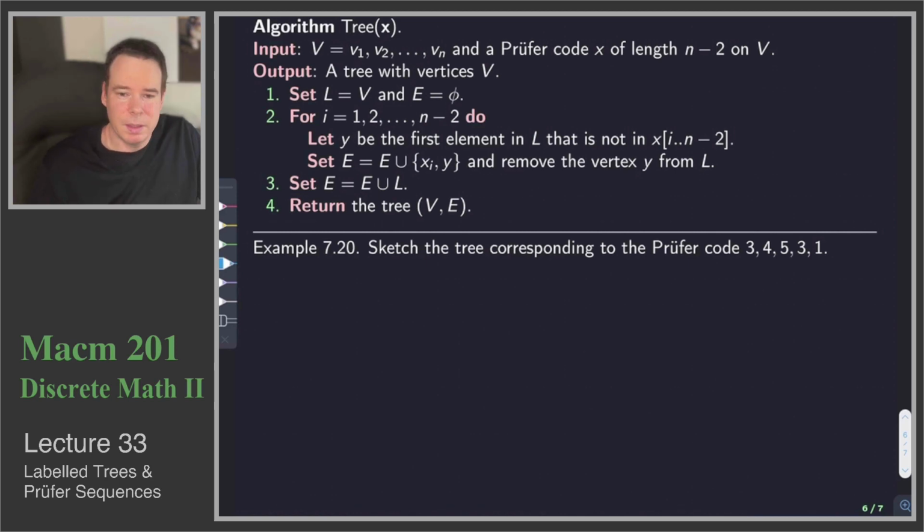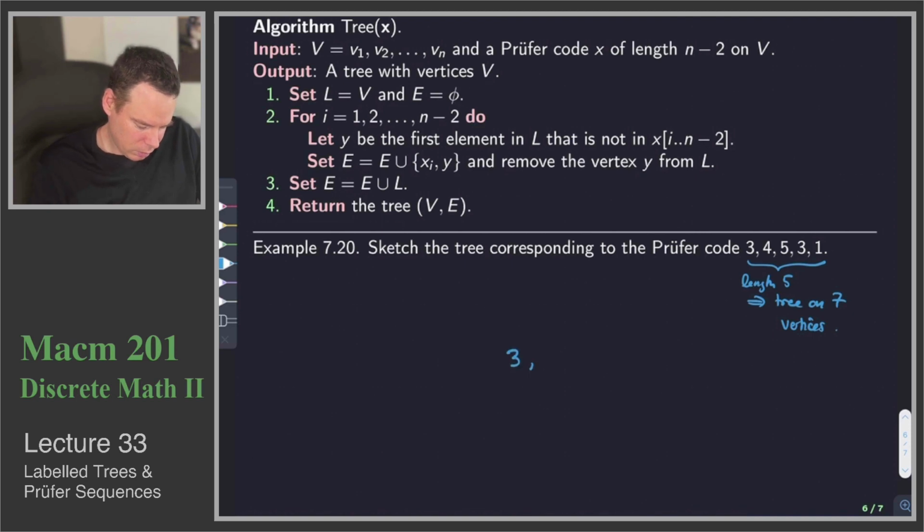So the best way to get a hold of what this algorithm is saying is to just do it as an example. So here's our code. It's length 5. So that means we are looking for a tree on 7 vertices. So the length plus 2 is the size of the tree we're looking for.